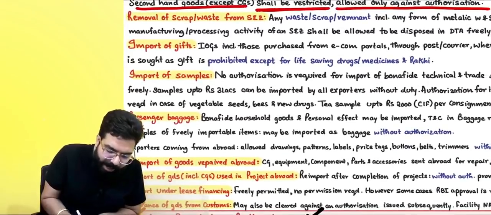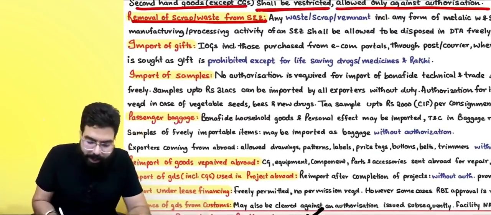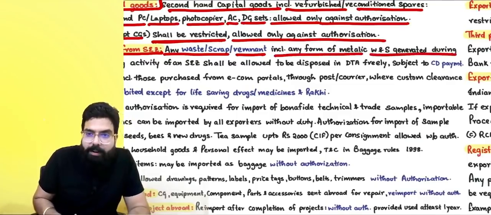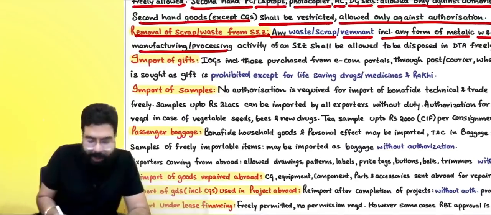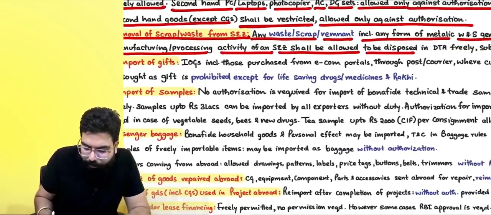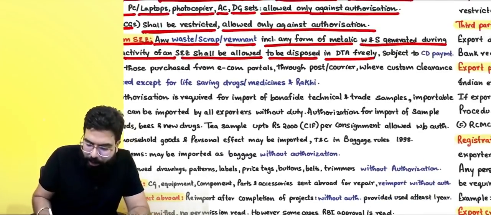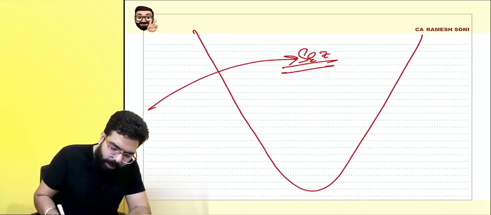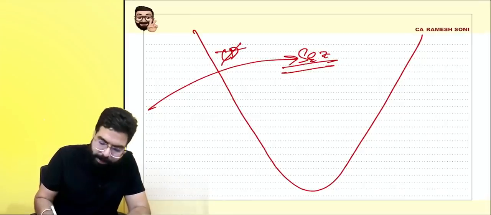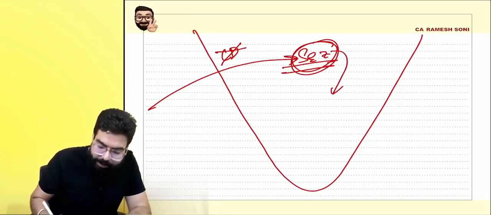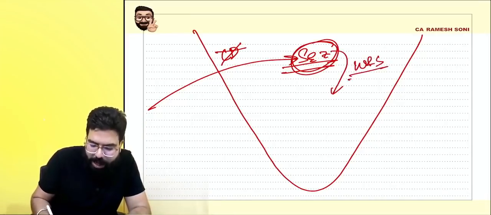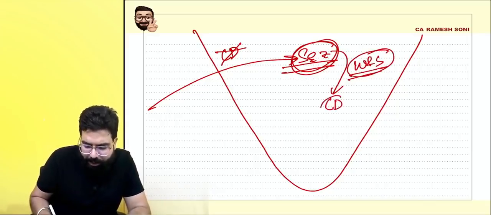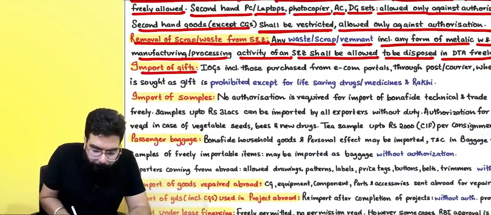Sir, removal of scrap from an SEZ. Any waste or scrap or remnant in any form, metallic waste and scrap generated during the manufacturing process or activity of an SEZ, shall be allowed to be disposed of in the domestic tariff area freely but subject to customs duty payment. Everyone, over here an SEZ is there. The SEZ imported and does not pay customs duty on import. Okay, they went ahead and cleared the goods, which are waste and scrap, in the domestic tariff area. Then what will happen? On the waste and scrap cleared in the domestic tariff area, they have to pay the customs duty.